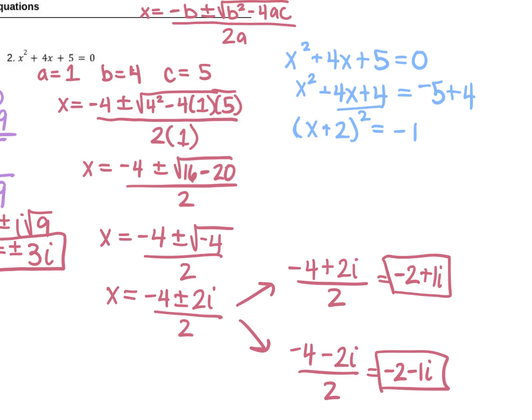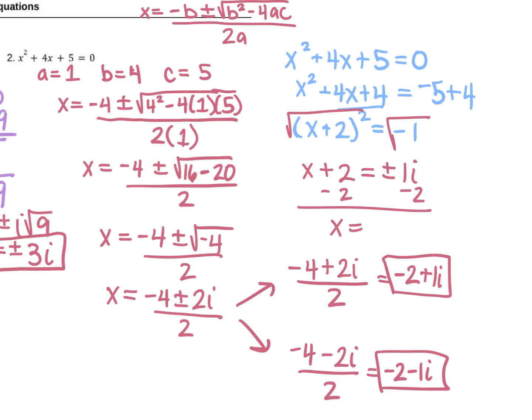Now let's do our square rooting. So now we get the square root of -1. So we'll say plus or minus 1i, right? Because the square root of -1 is plus or minus 1i. And then we would subtract 2. So we would get x equals -2 plus 1i and -2 minus 1i.